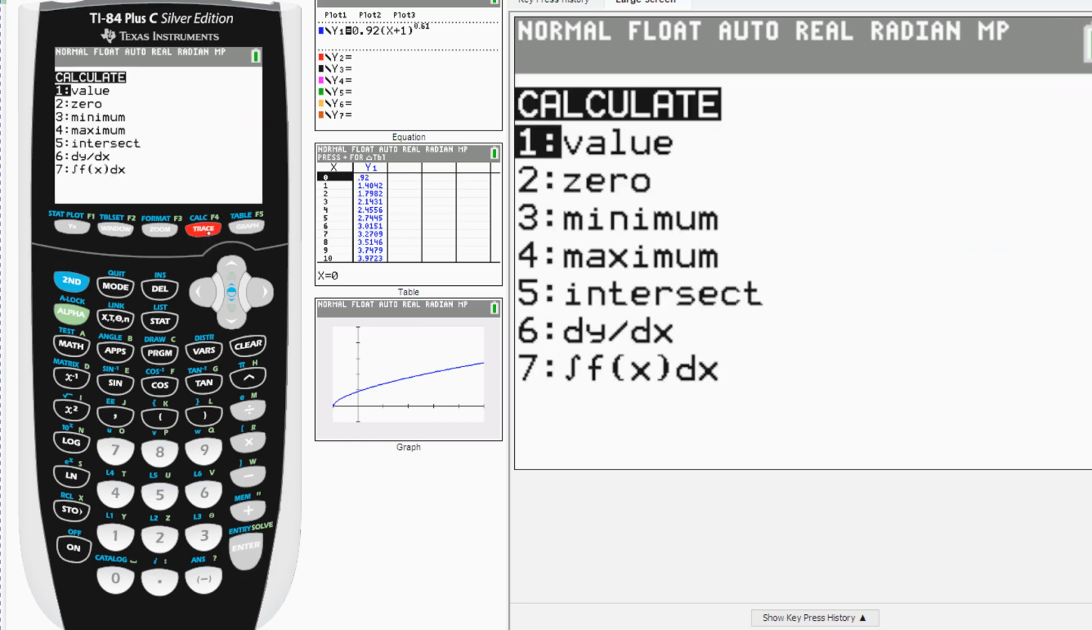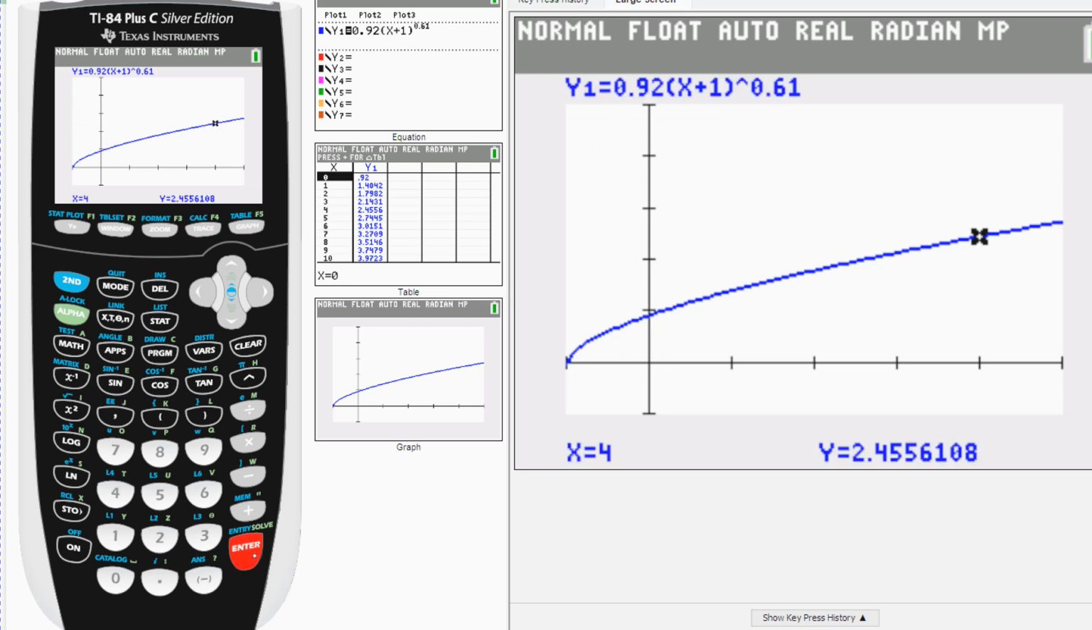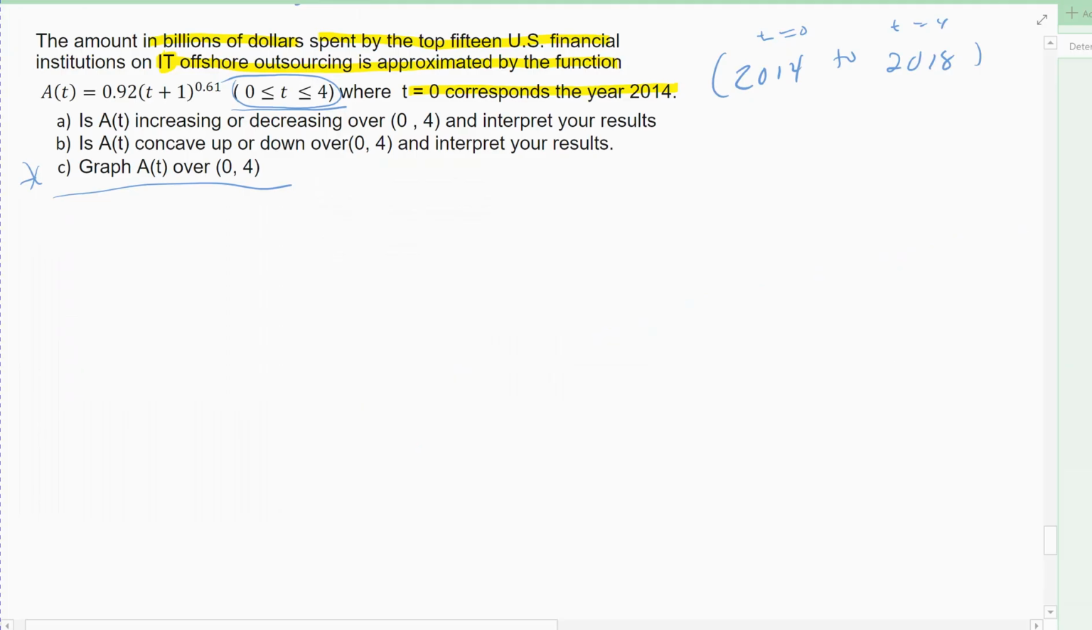Second trace, value: my function stops at 4, so I want to know where that 4 point is. So enter, and I'm just going to round it a few decimal places. So the graph stops at the point 4, 2.456, if I round a few decimal places. All right, so I'm going to go back to my notes, maybe if it'll let me. There we go. All right, so the graph over the domain. So again, I'm starting in part C.